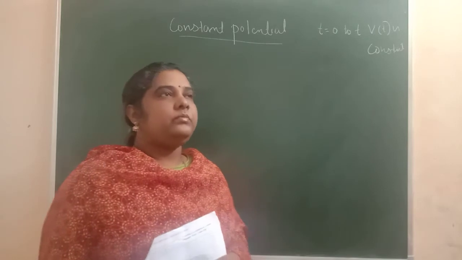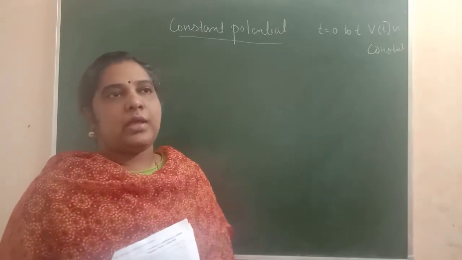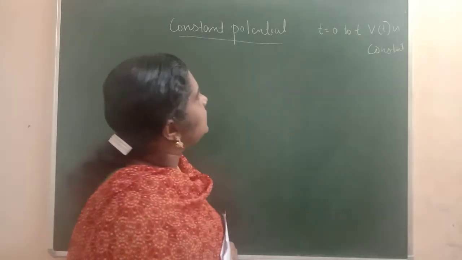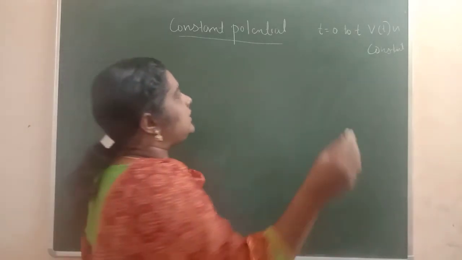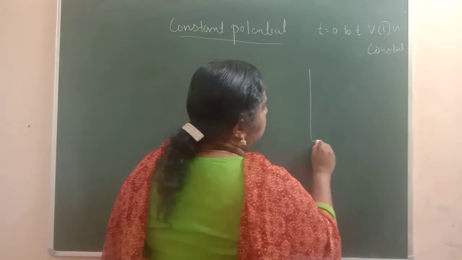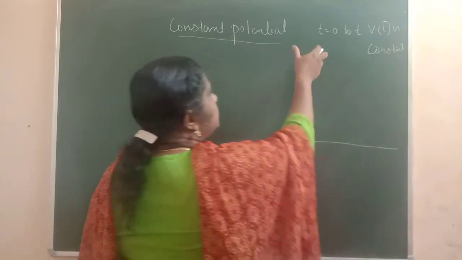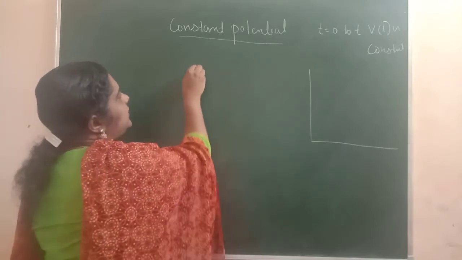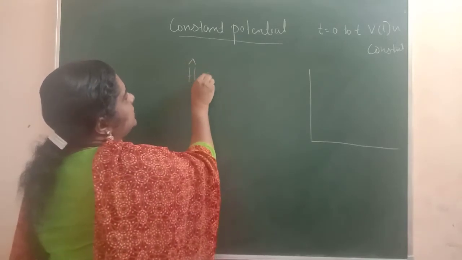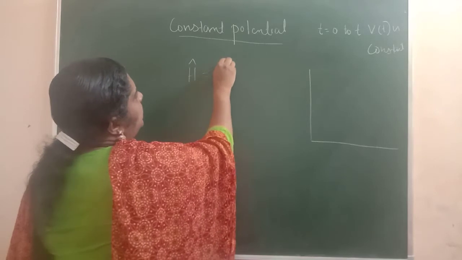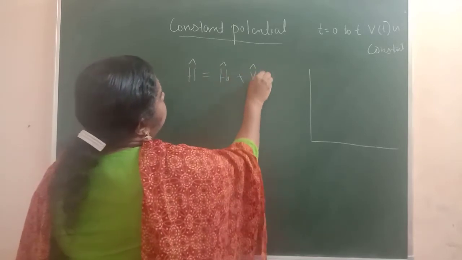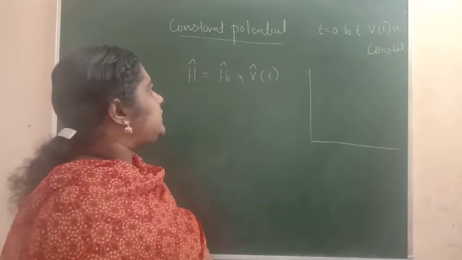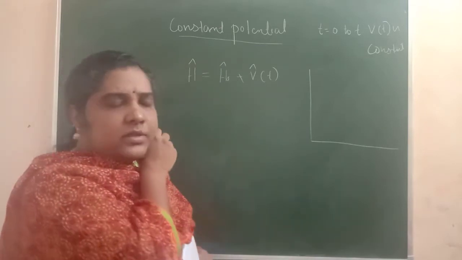Today we will discuss how to calculate transition probability for constant potential. Constant potential means here we come in time dependent perturbation theory. We know the Hamiltonian is split into two parts, with V of t being the perturbing potential, that is what we are giving externally to the system.